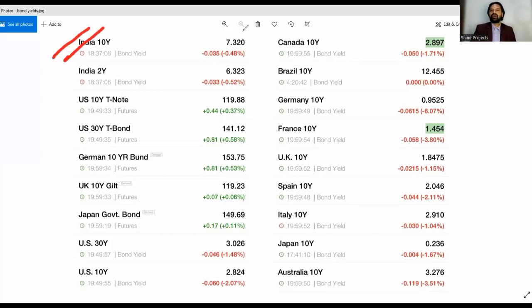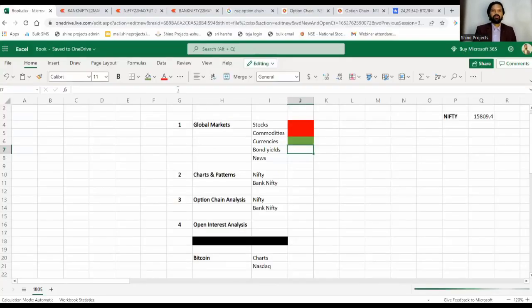The 10-year treasury yield of India is on a downward trend, and the 10-year treasury yield of the US is also on a negative trend. Usually the bond yields and stock markets have an inverse correlation, which means if the bond yields are falling, it is a positive for the stock market, right? So I'm going back to my Excel sheet, and in the bond yields I'm marking green color because it's a positive for the stock markets, okay?